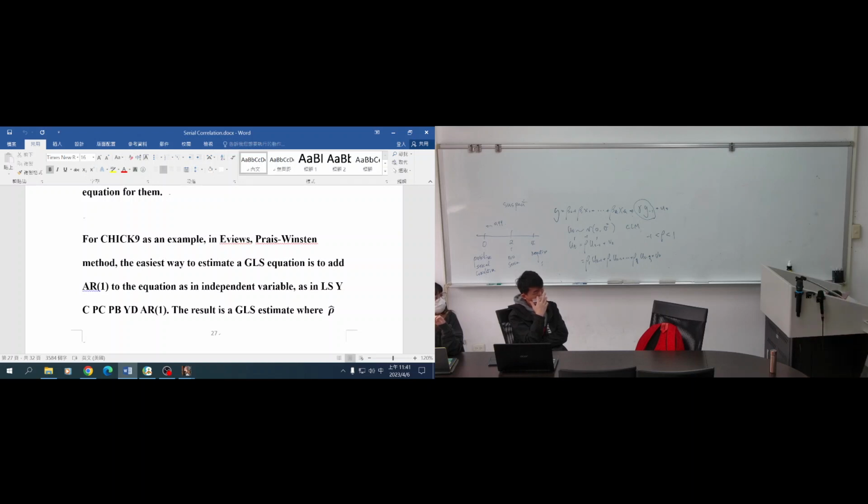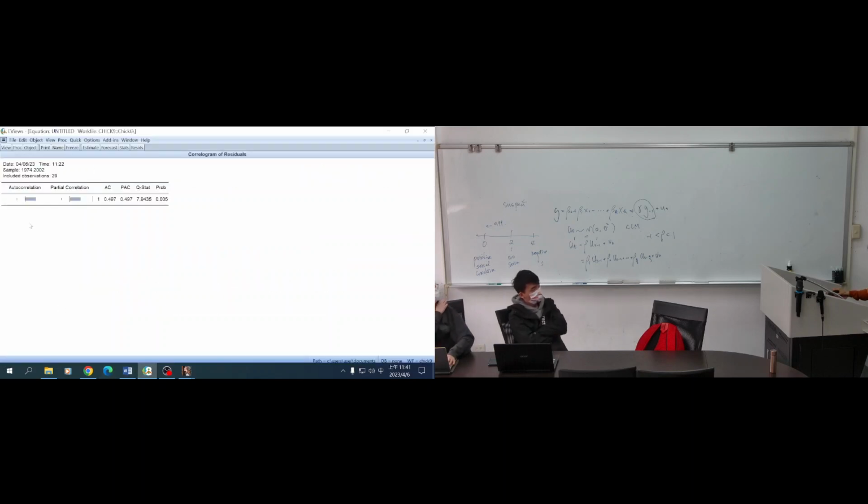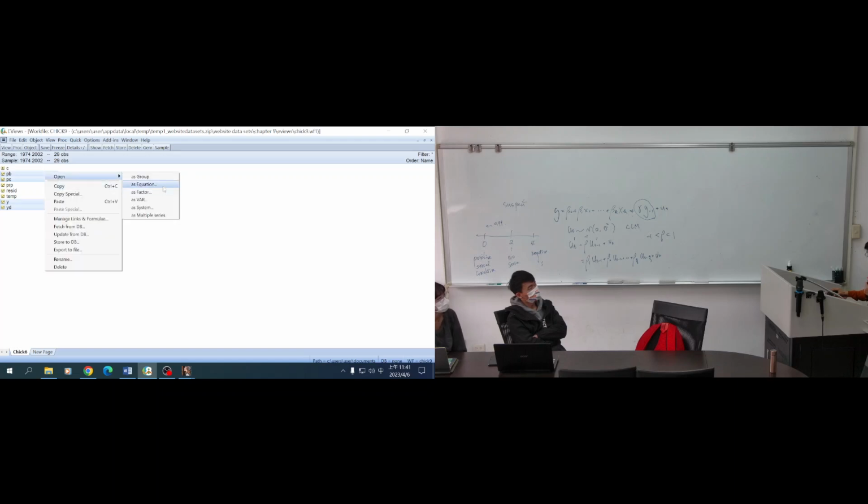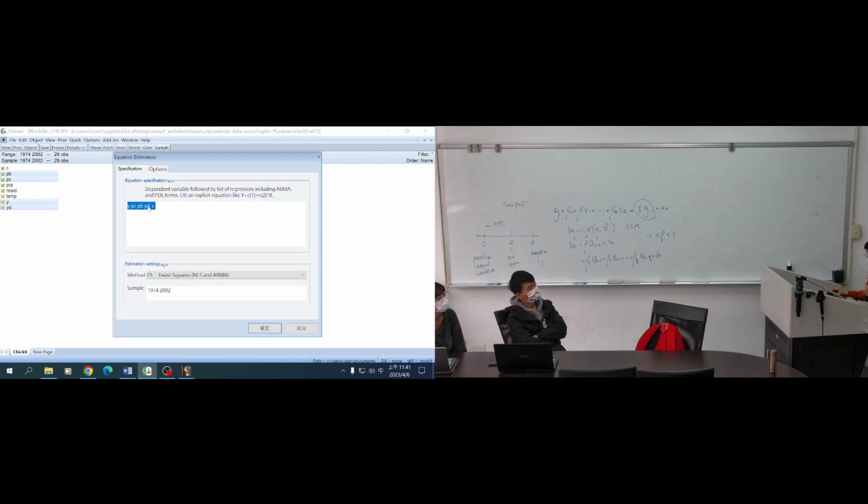It's already done by the computer. So what I'm going to do, I'll show you. Oh, I'll delete this one, and I'll turn to our original one. Open as an equation. Now, from here, this is my original Y, PC, PBYD, right? And I just type another one called AR1.